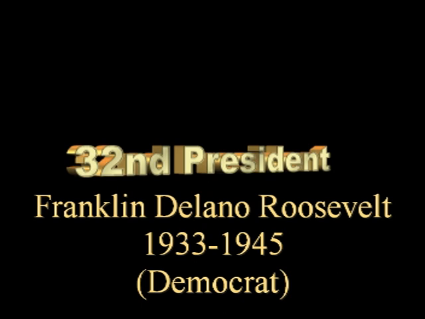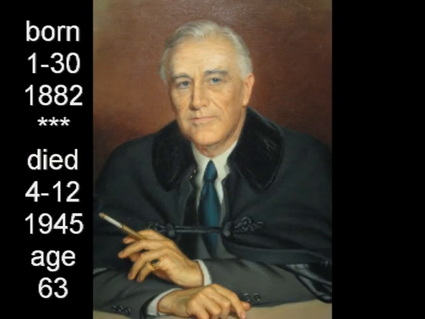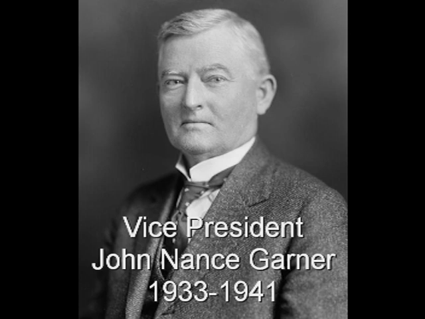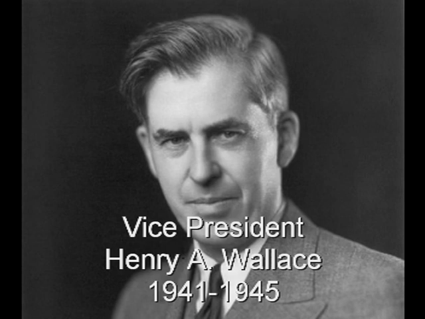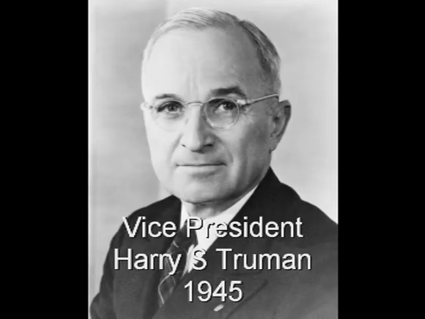Franklin Delano Roosevelt. The presidency of Franklin D. Roosevelt began on March 4, 1933, when he was elected, and ended on April 12, 1945 upon his sudden death of a stroke. Roosevelt, the 32nd president, was succeeded by Vice President Harry S. Truman. Roosevelt was entering his fourth term as president when he died.